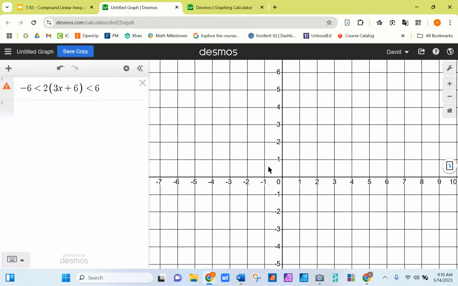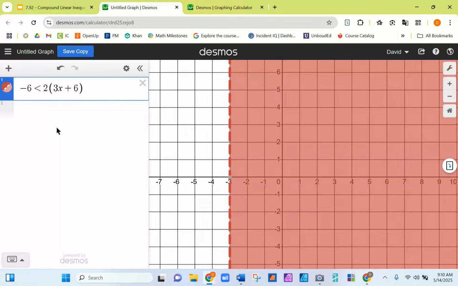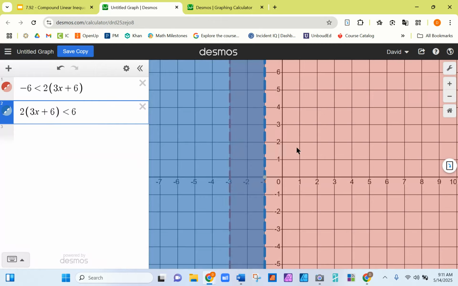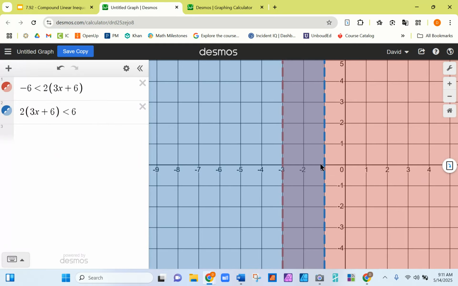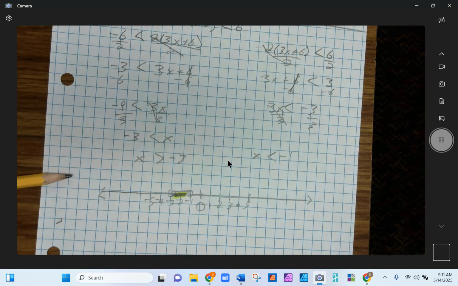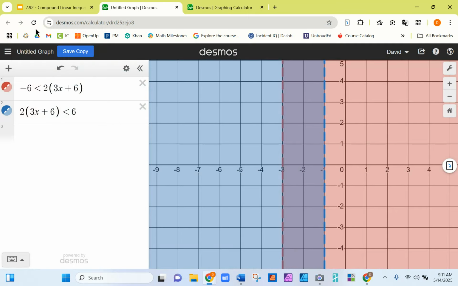Oh, it doesn't do that. It won't do a compound inequality. Interesting. Okay, what we can do is put them in here separately. So it becomes 2 times 3x plus 6 is less than 6. And what we see is basically the exact same thing. We've got this double shaded part with the blue and the red right here as our solution zone, basically. And so that's exactly what we have here on our number line. So there you go. I'm going to go through the other problems here.